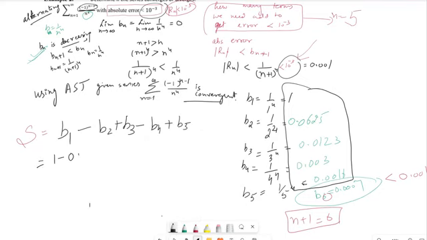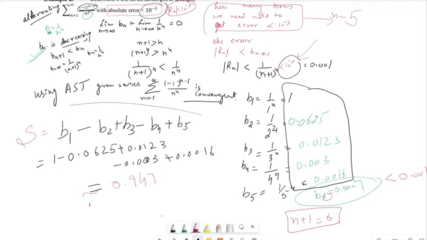Why are we writing alternately? Remember, our series is alternating, right? So minus 0.003 plus 0.0016. You add all of these terms and I put it in the calculator and approximately I'm getting 0.947. So that is the approximated sum to the error of 10 to the power negative 3.